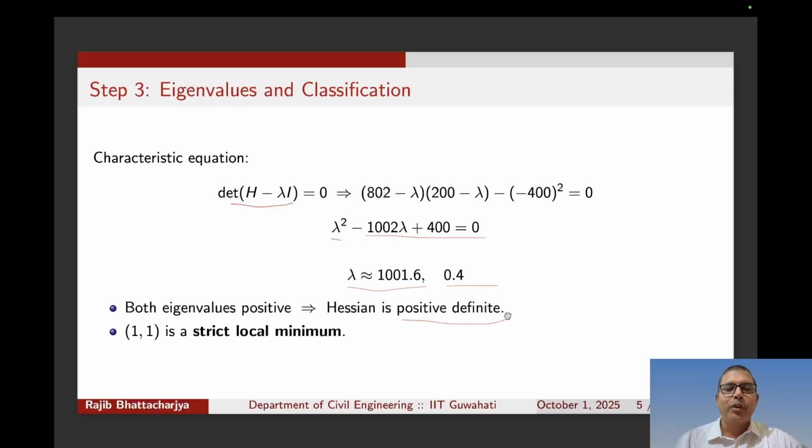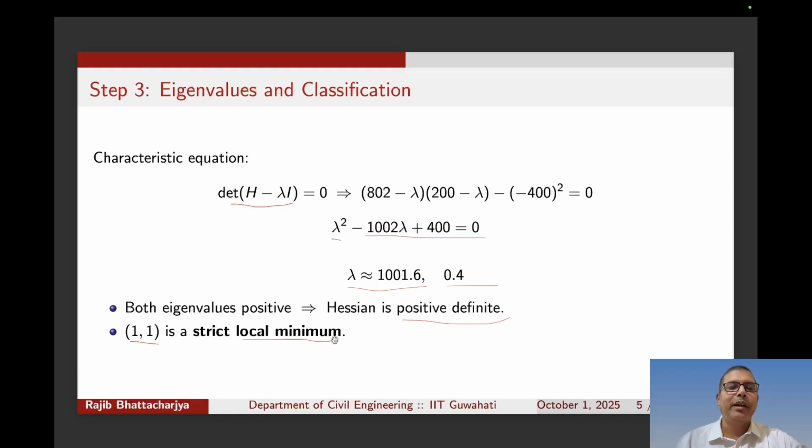As the Hessian matrix is a positive definite matrix, the stationary point, that is (1, 1), is a local minimum. So I hope the problem is clear to you, and you will also be able to solve similar problems.